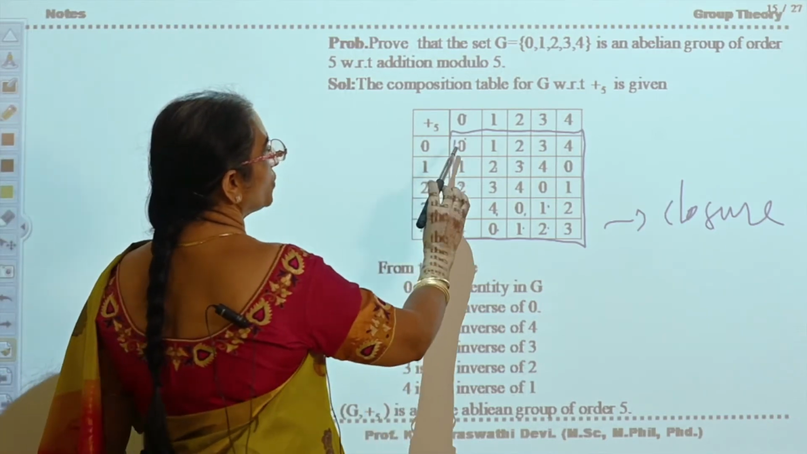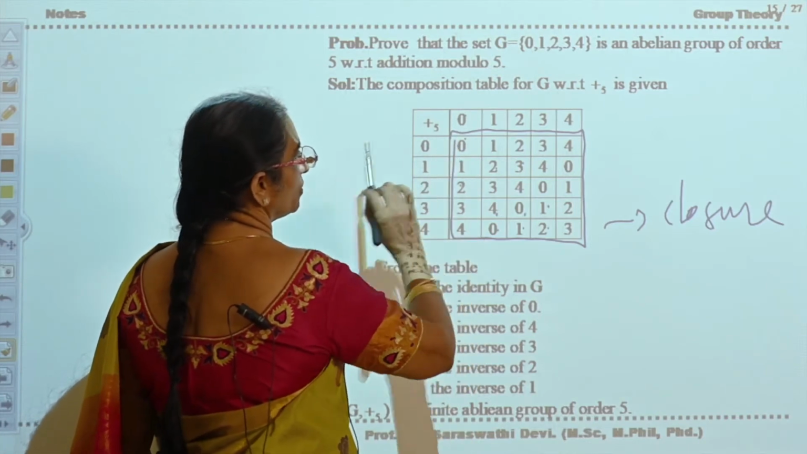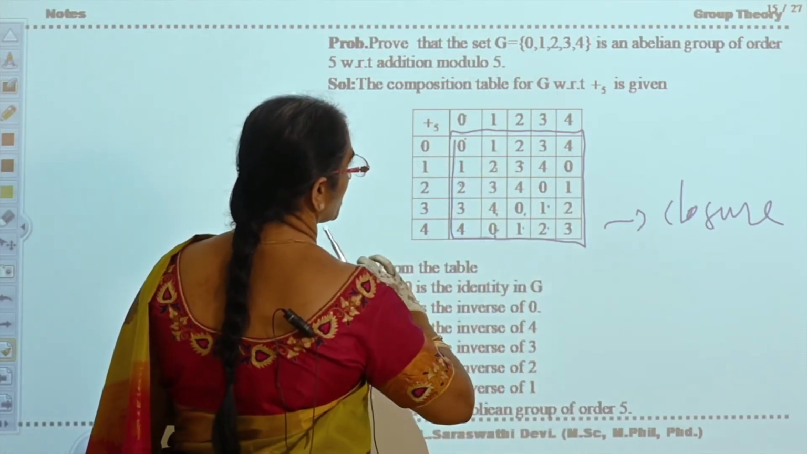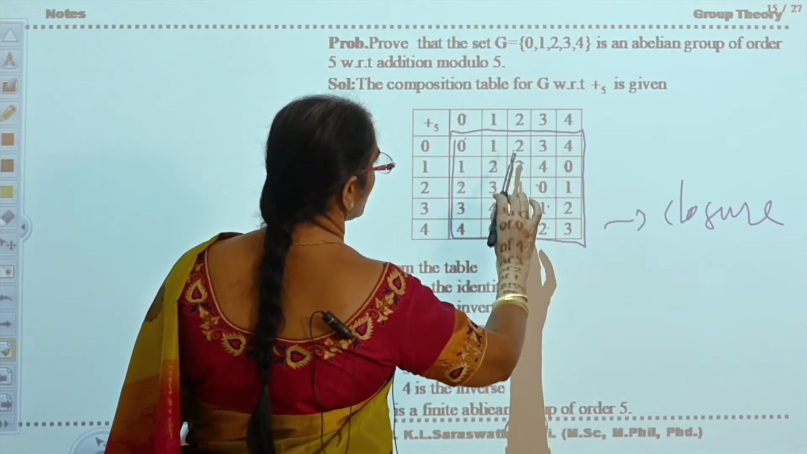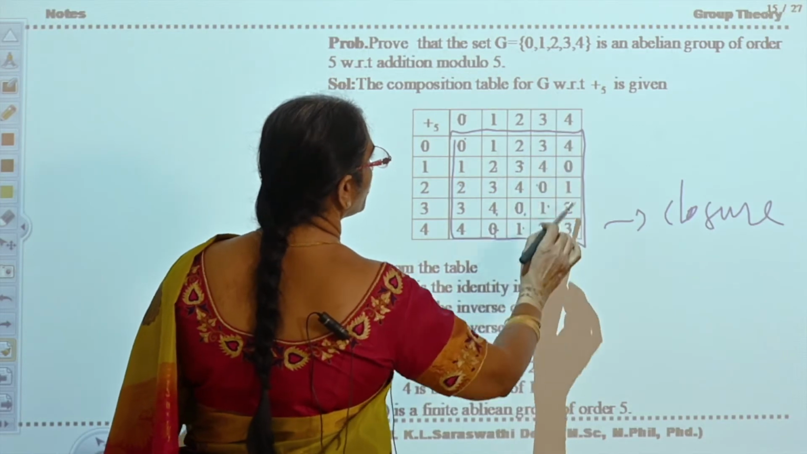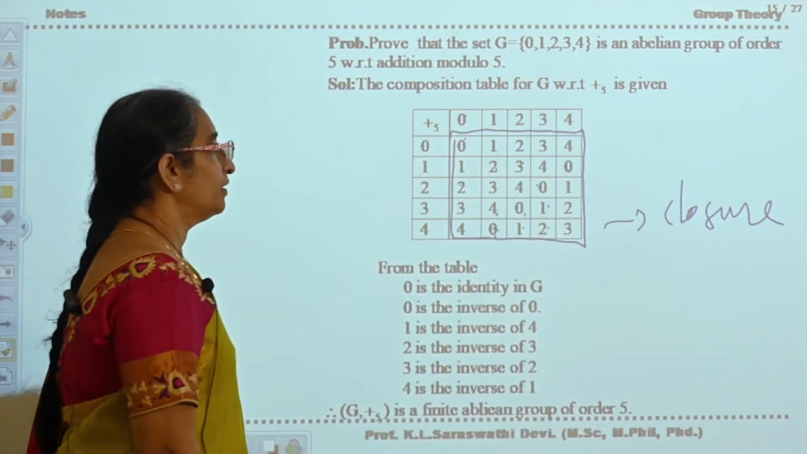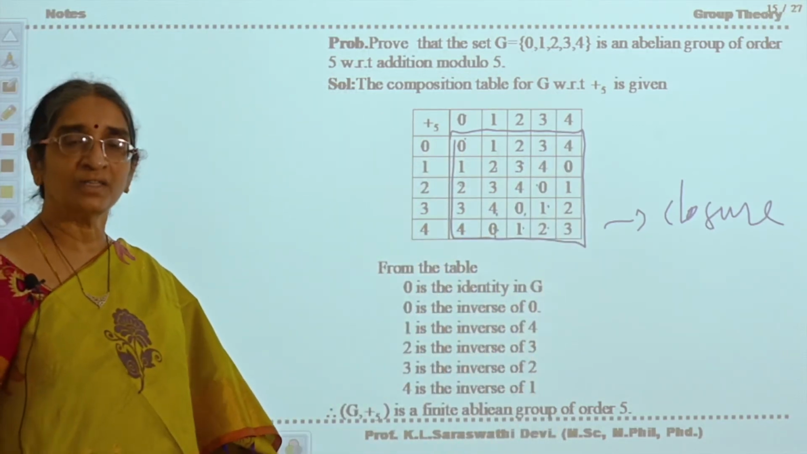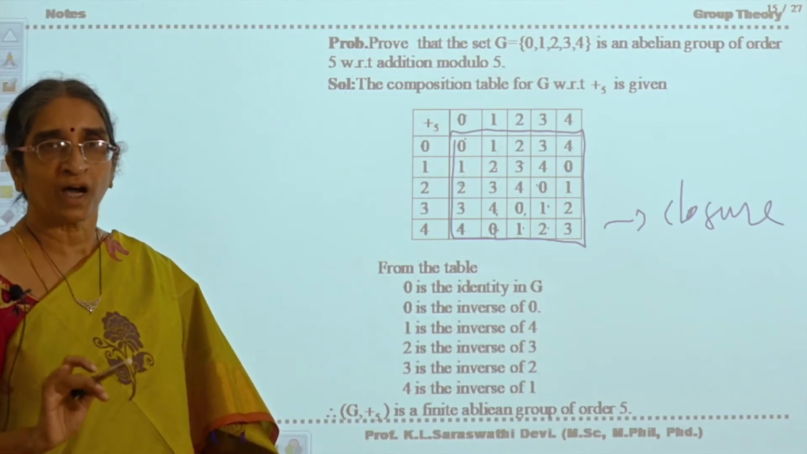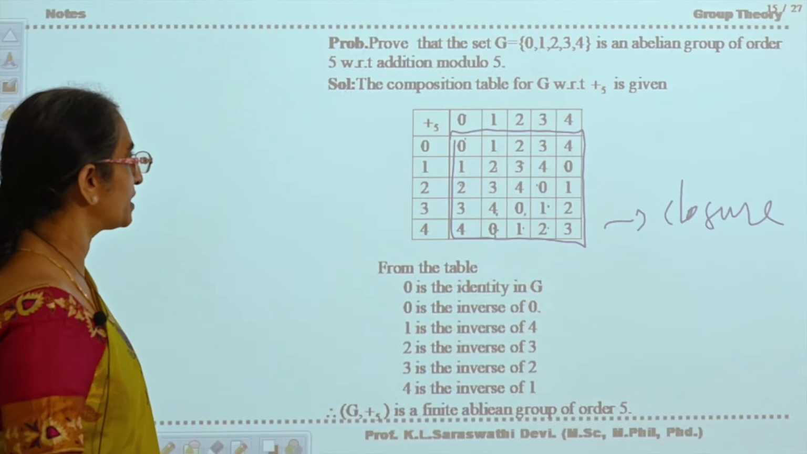Now see, first row, 0 is there. First column, 0 is there. Second row, 0 is there. Second column, 0 is there. Third row, 0 is there. Third column, 0 is there. Fourth row, 0 is there. Fourth column, 0 is there. Okay. Therefore, there exists a unique identity, that you confirmed. After that, you have to find the inverse.